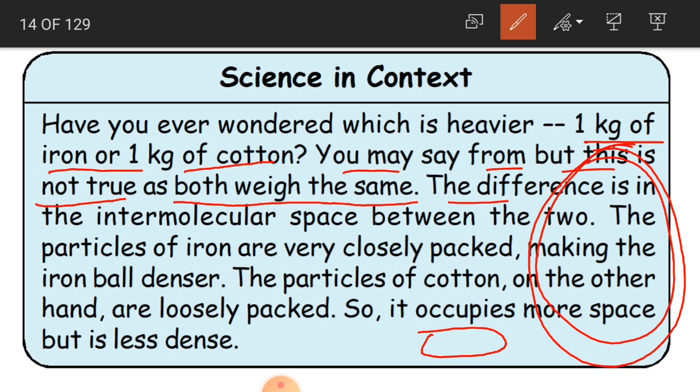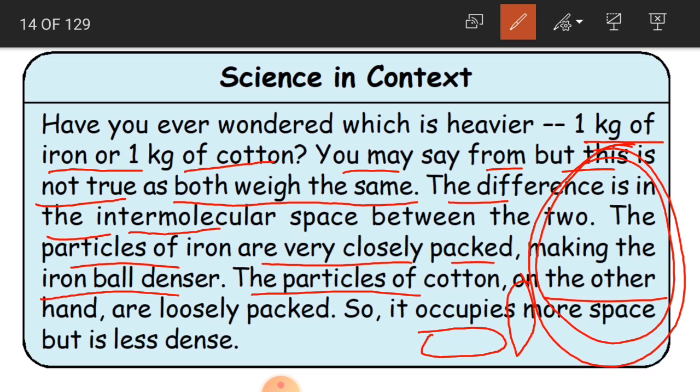Why is there a difference? Because the difference is in the intermolecular space, as we said, between one molecule and another molecule. You'll be having a space which we call intermolecular space, children. So this difference is because of that particular intermolecular space between the two. And the particles of iron are very closely packed, making the iron ball denser. The particles of cotton, on the other hand, are loosely packed, so it occupies more space but is less dense.